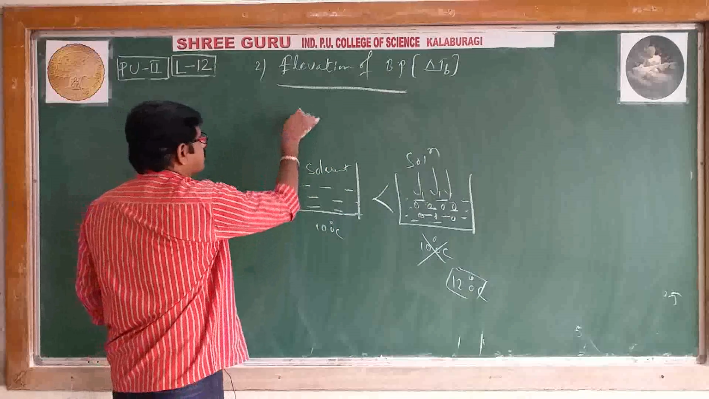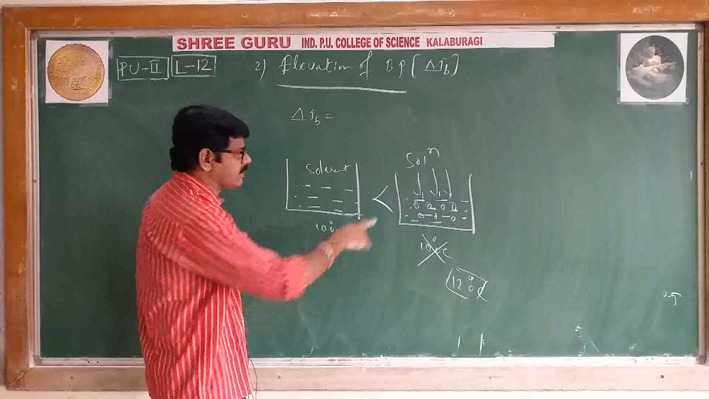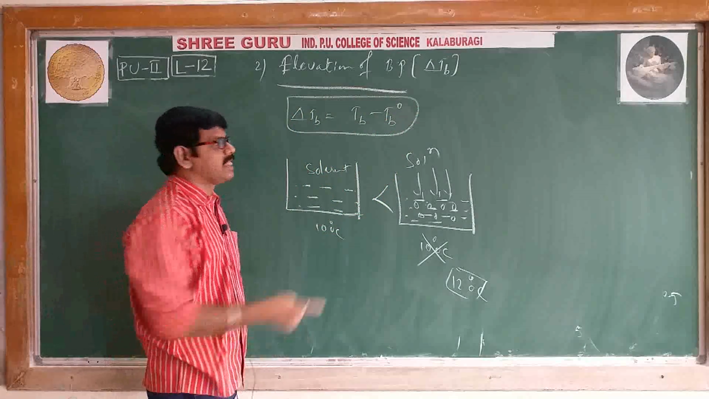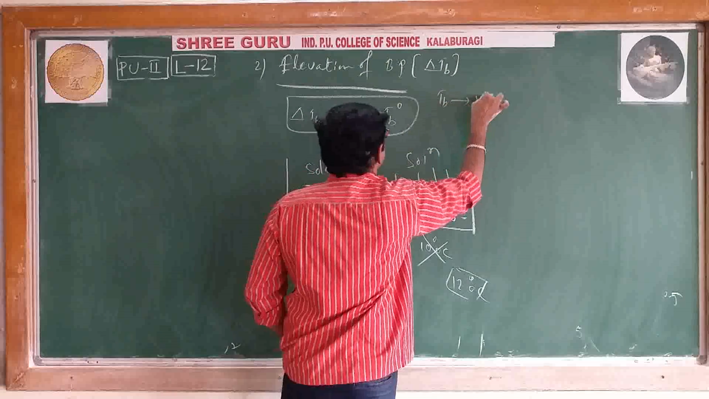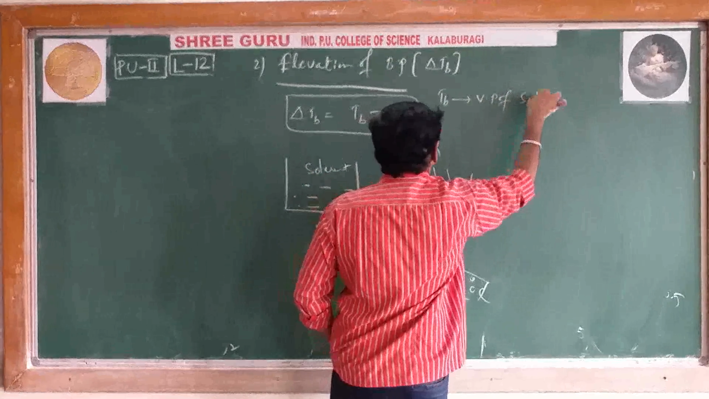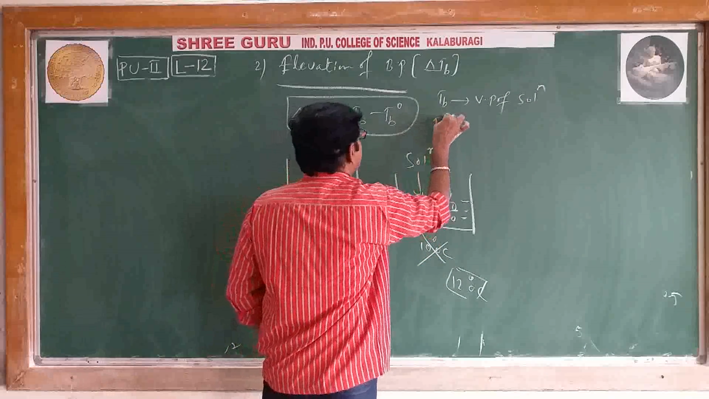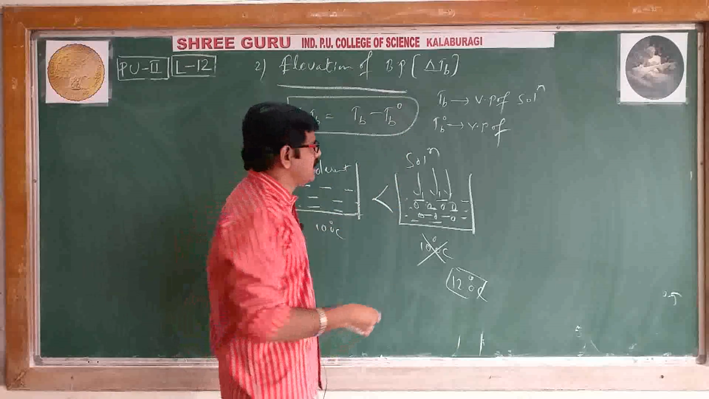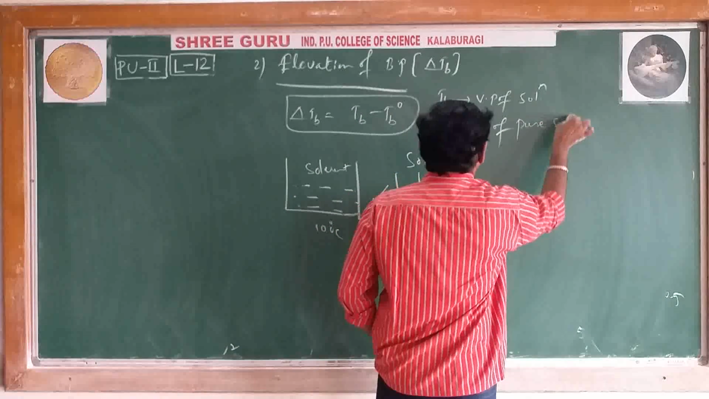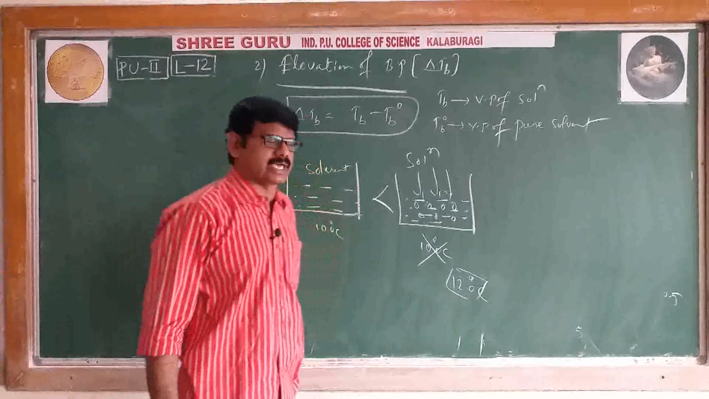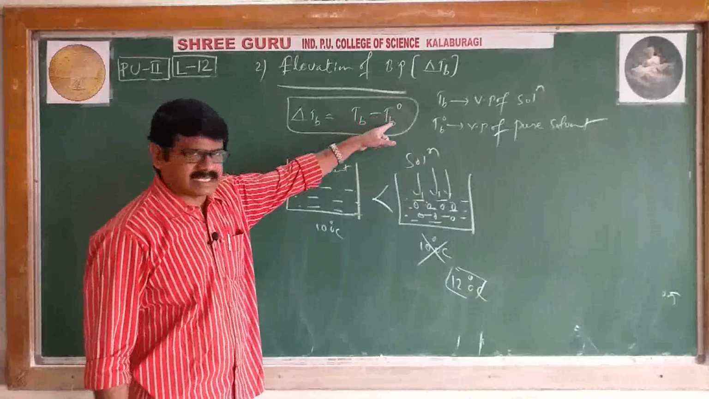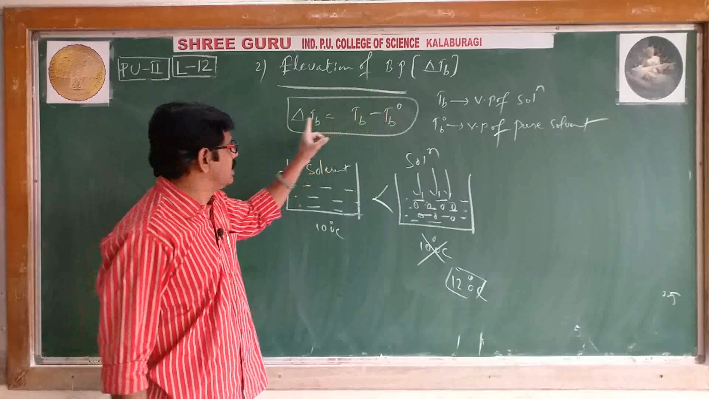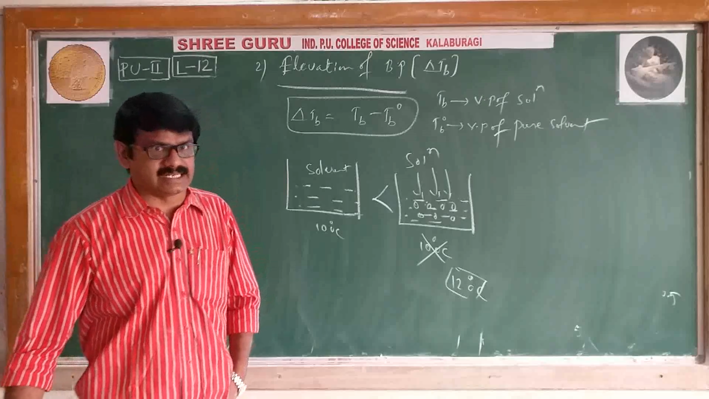Therefore, we will write here delta TB is equal to TB minus TB naught. We will see the symbol. What is TB? TB is the boiling point of the solution. TB naught, the zero indicates the pure solvent, the boiling point of the pure solvent. Always TB is higher, TB naught is lower. One is the solution, the other is the pure solvent. This is called elevation in boiling point.